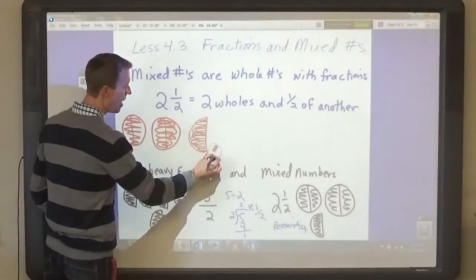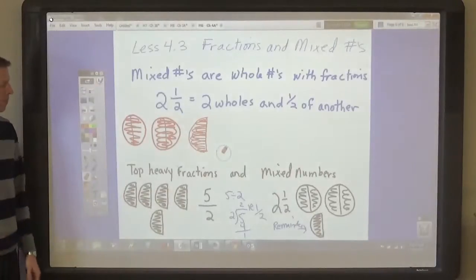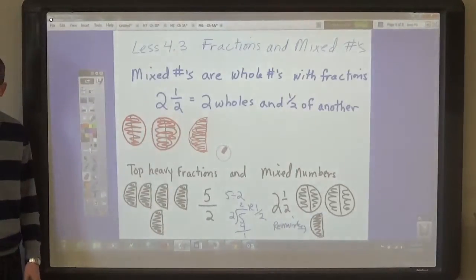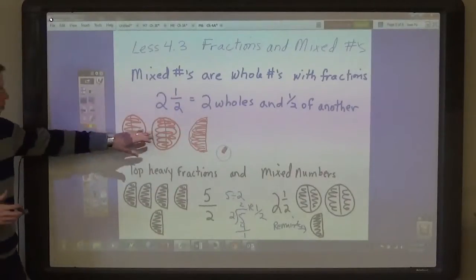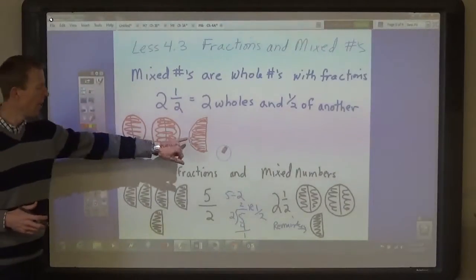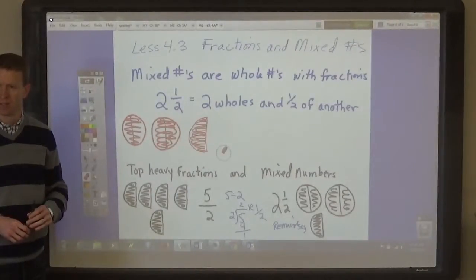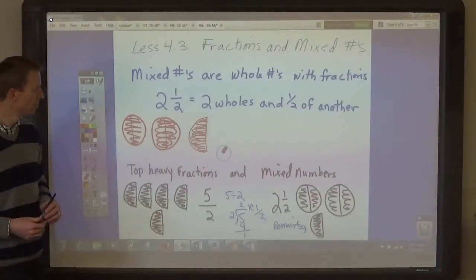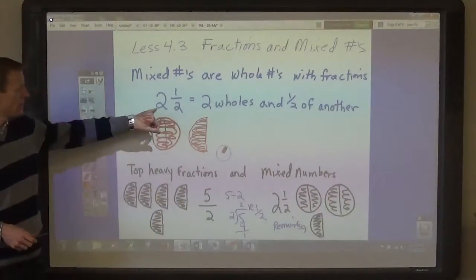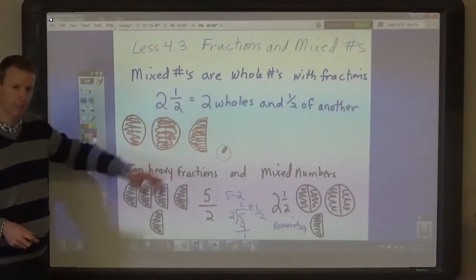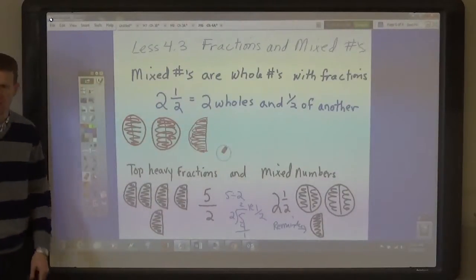If you ate this half, how much would you have left? 2 1/2. You'd have 2 1/2 pizzas. That's all a mixed number is, showing how many wholes there are and how many parts of another whole there are. Okay? So we can write this in a number of ways. We can write this as 2 1/2, or we can just write how many pieces we have.